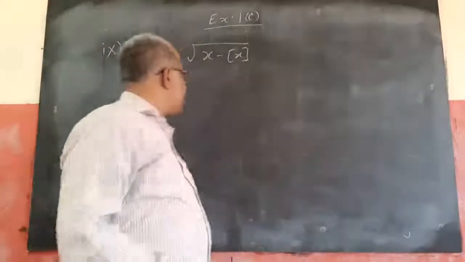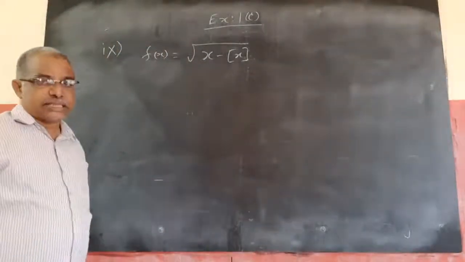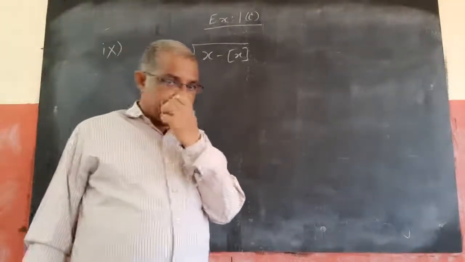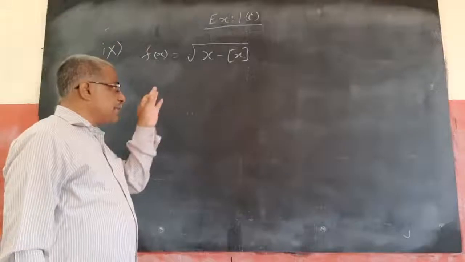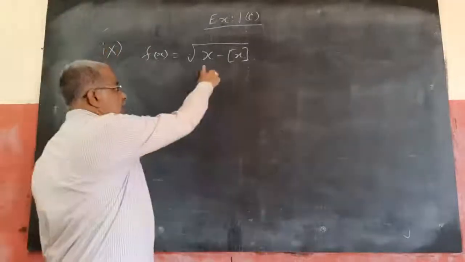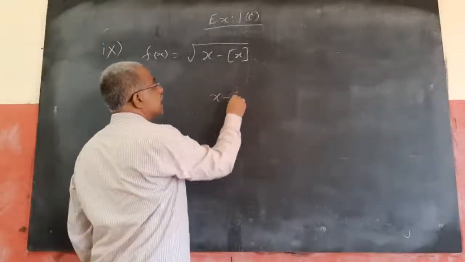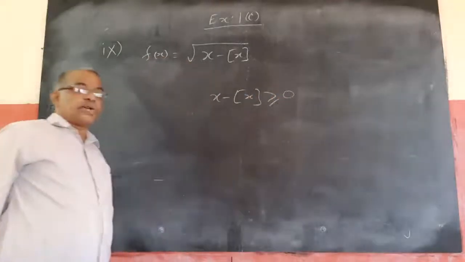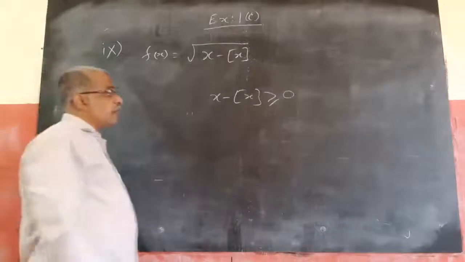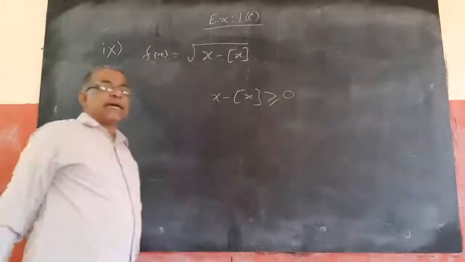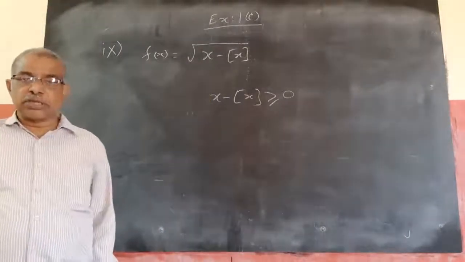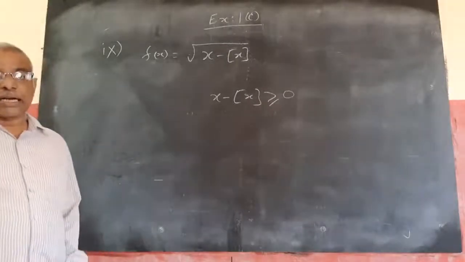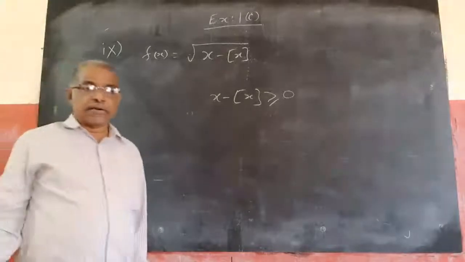Same type of exam question: f of x equals root of x minus step x. When is x minus step x defined? The root of x minus step x is defined only if it is positive, meaning x minus step x is greater than or equal to 0. Root is defined only for non-negative values. X minus step x, the fractional part of x, is always greater than or equal to 0.